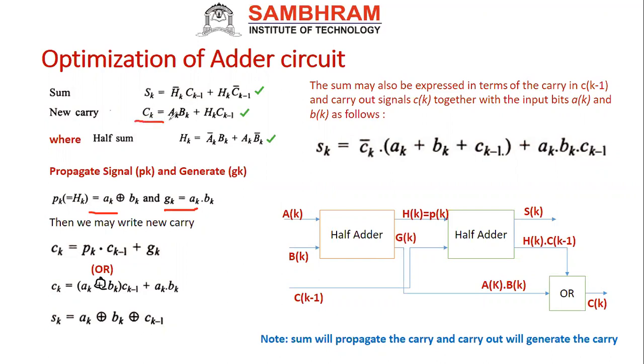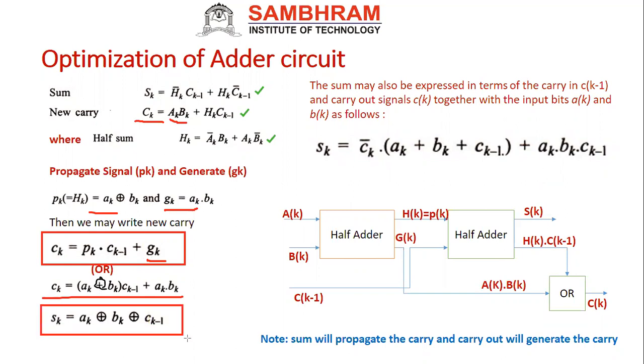So Ck is equal to Gk plus Hk into Ck minus 1, where this Hk is nothing but Pk actually, correct? So first I'm writing Pk dot Ck minus 1, or otherwise I can replace this Pk by Ak XOR Bk into Ck minus 1 plus this Gk, which is nothing but Ak dot Bk. So straight away I can write the carry like this: Ck is equal to Pk dot Ck minus 1 plus Gk.